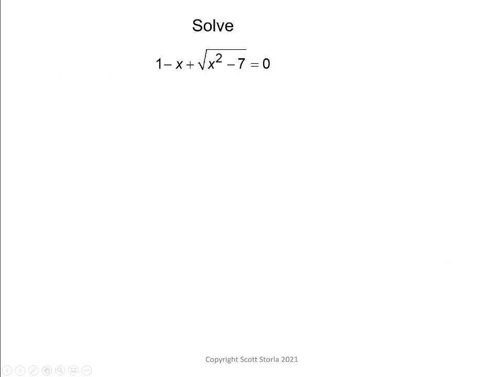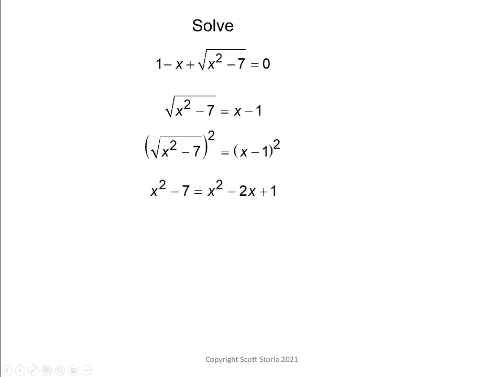And here's our last one. To isolate my root, I'm going to have to subtract 1 from both sides and add x to both sides. Now I can square both sides. On the left, I'll just get x squared minus 7. On the right, I'll remember to multiply two factors of x minus 1, and I'll get x squared minus 2x plus 1.